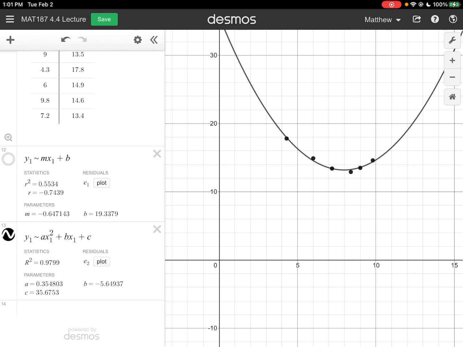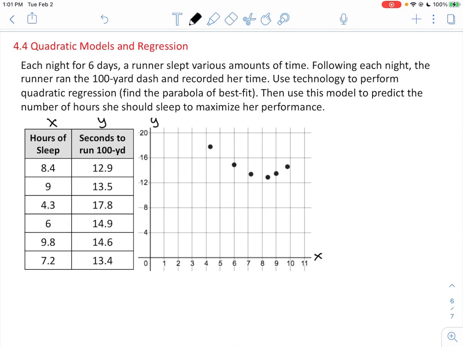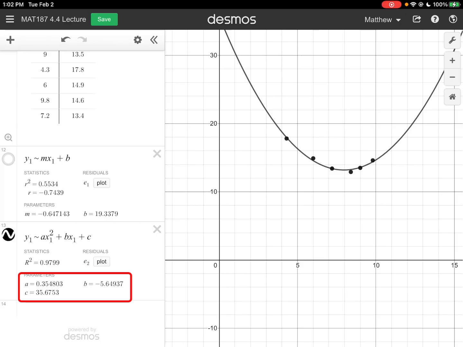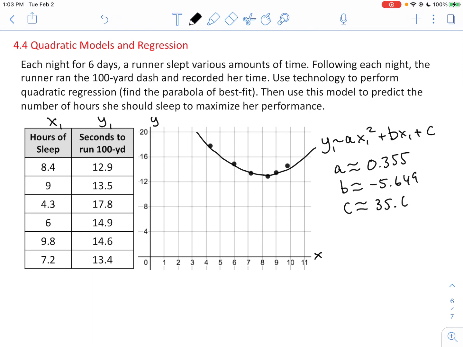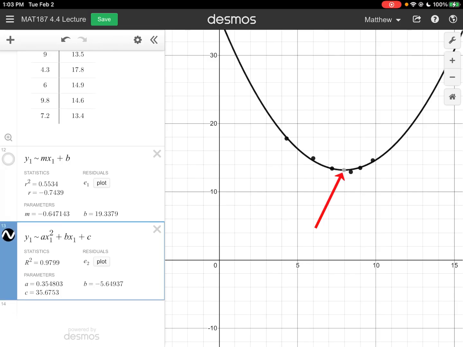And then it gives you what the a, b, and c are so that we have a parabola of best fit. We do wind up getting some sort of parabola like this. Maybe this isn't the best drawing of what we just saw, but good enough. And we're after the vertex of this parabola. We call the data x1, y1, so we typed into Desmos this expression. A is about 0.355, B is about negative 5.649, and C was about 35.675. You just have to click on the parabola, and Desmos will automatically find its vertex right there.